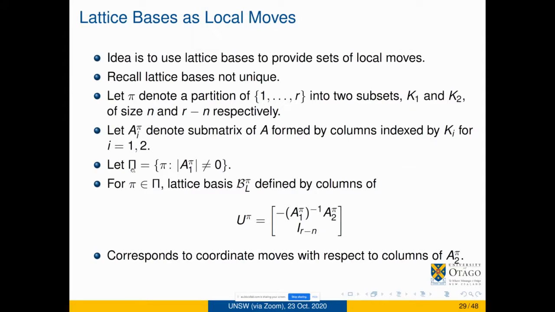And I'm going to let capital Pi be the set of all partitions so that A1 pi, that first partition under that permutation, is invertible. And so for any partition within capital Pi, I can construct a lattice basis corresponding to the columns of this U matrix, U pi. And so that corresponds to coordinate moves with respect to the columns of A2 pi.